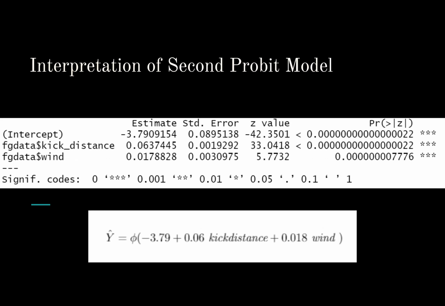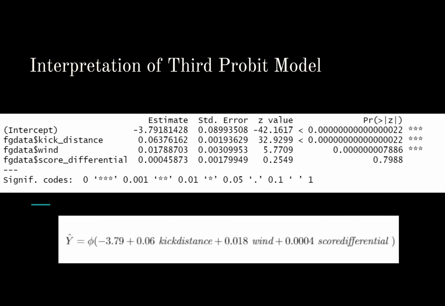The fourth model I ran was once again a probit regression, this time with wind included to control for weather and environmental factors. In this regression, both kick distance and wind are statistically significant, meaning they have a non-zero effect on miss probability. Wind has a positive coefficient as expected. In other words, as wind increases, so does the probability of a missed kick.